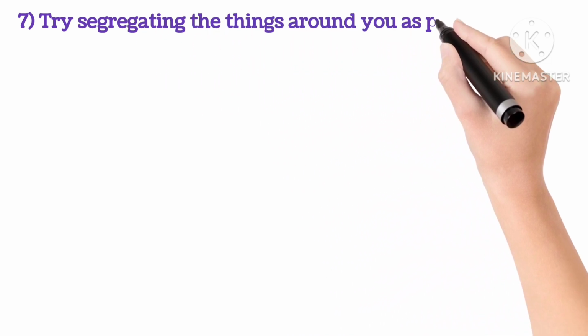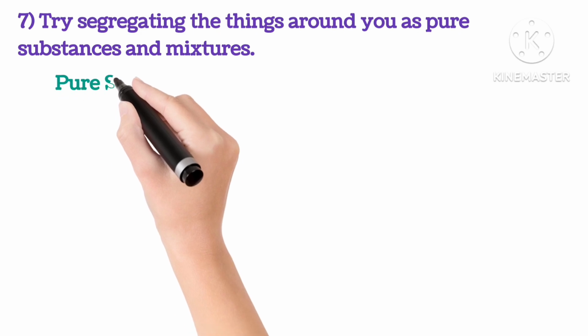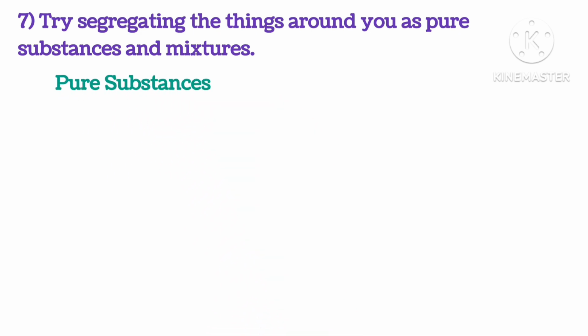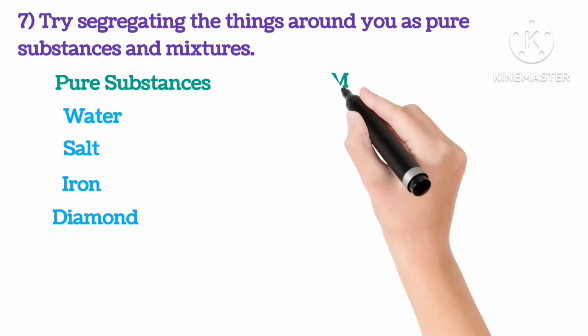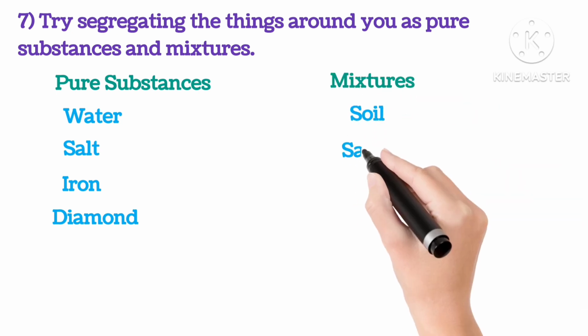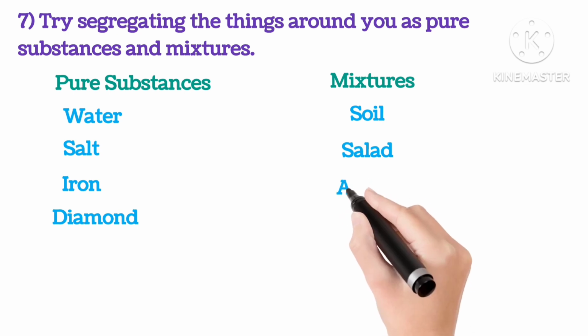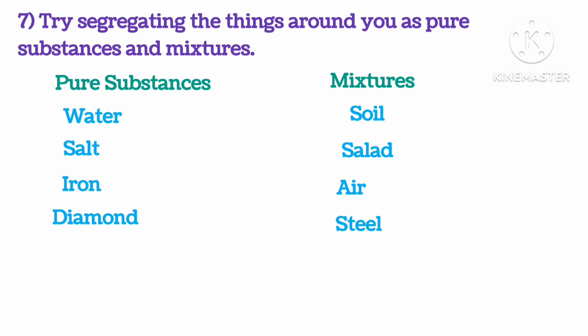Try segregating the things around you as pure substances and mixtures. So the pure substances around us are water, salt, iron, diamond, etc. And mixtures are soil, salad, air, and steel, etc.